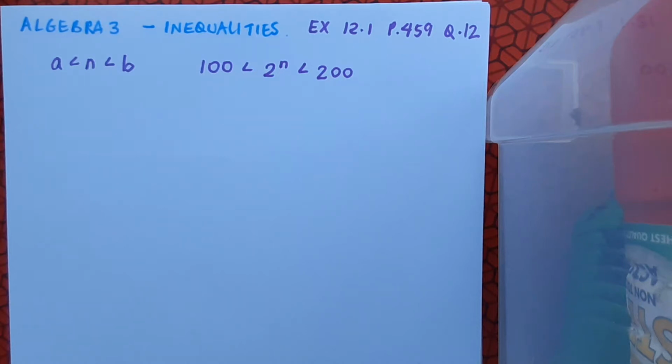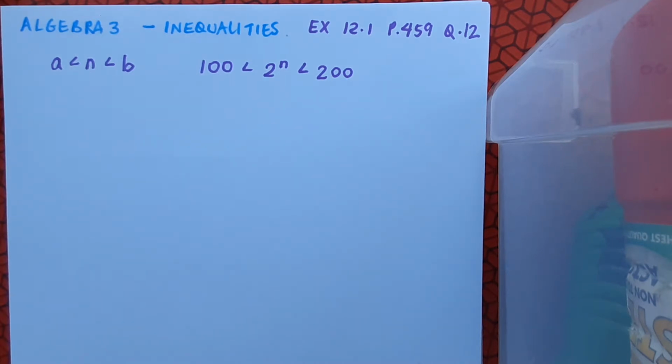This is a solution video for Algebra 3 inequalities. It's exercise 12.1, page 459, question 12. And it says that n is between a and b, and 2 to the power of n is between 100 and 200. And they want us to figure out what a and b might be and what n would be.